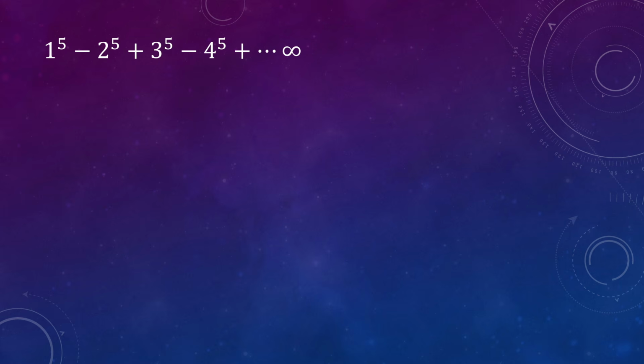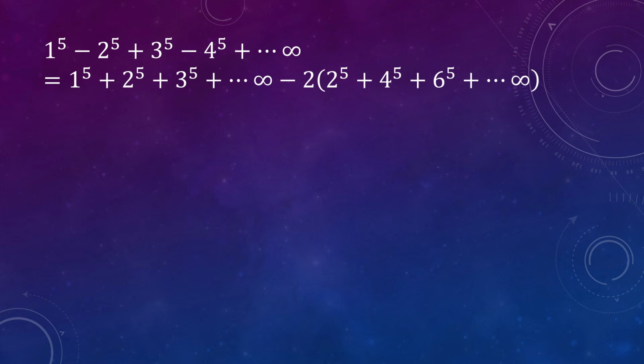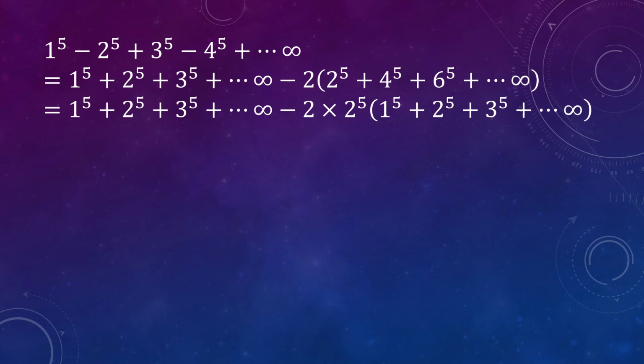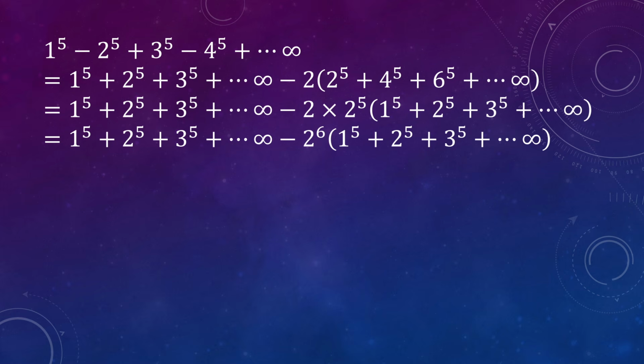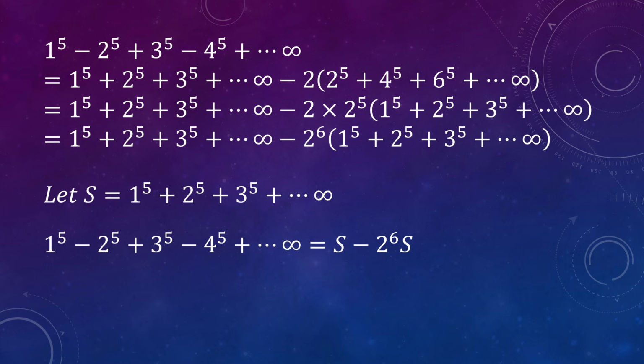Now, this expression can be written in this way, which can be written in this way if we take 2 raised to 5 common outside, and this will be equal to this. Let us write the summation of all the fifth powers of the natural numbers as equal to s. So this expression will equal s minus 2 raised to 6 times s, which will be equal to s minus 64 times s, which is equal to minus 63 times s.